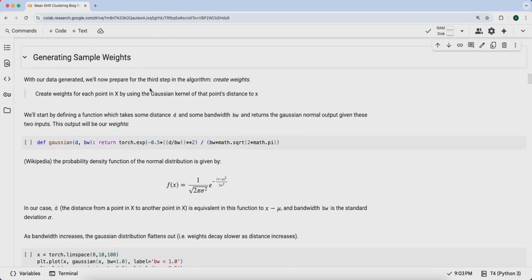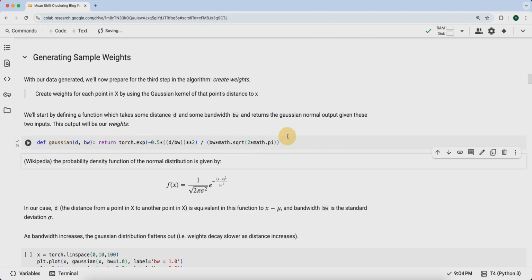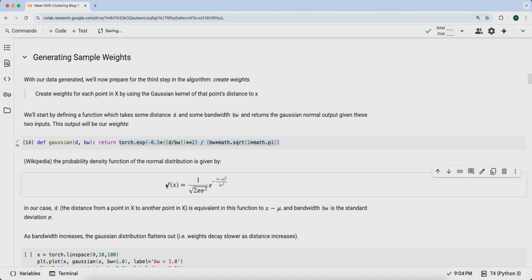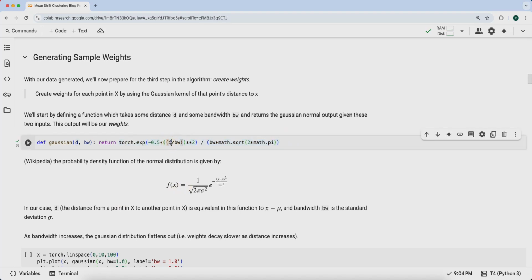So next we're going to talk about how we're going to create these weights for our weighted average. The main idea is that the farther away you get from the point, the more the weight decays, or the lesser the value of the weight is. And how that weight decays is going to be a variable that we set. So we're going to use the Gaussian distribution, and you can see it in code here, or you can see it in math here. Here we have x minus mu. In our case, we have distance d between one point and another point. Here we have sigma squared. Instead, we have bandwidth, bw.